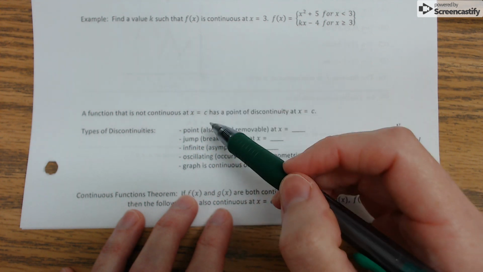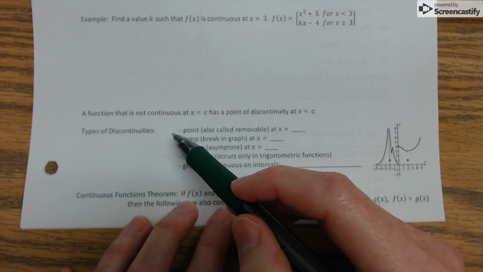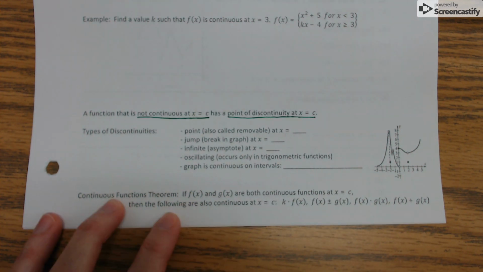So let's end the video by talking about what makes a function not continuous, or certain things that cause discontinuities. A function can be discontinuous over an interval in the domain, or it could just be not continuous at a specific x value. Let's call that x value c. So if a function is not continuous at x equals c, then it has a point of discontinuity at x equals c. And there are different types of discontinuities, actually 4 different types, 3 that you'll see more often than the 4th type.